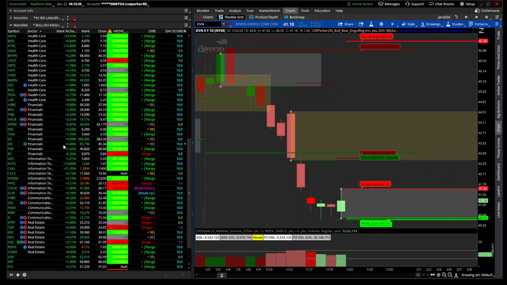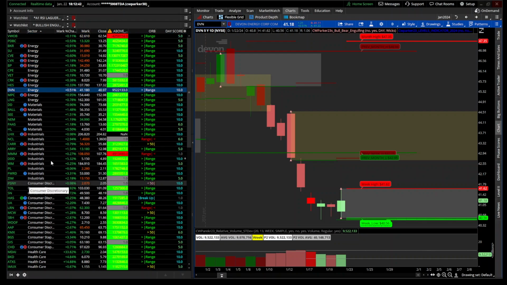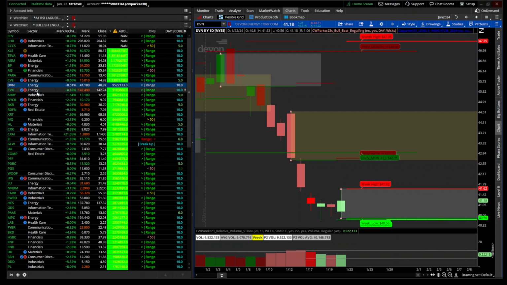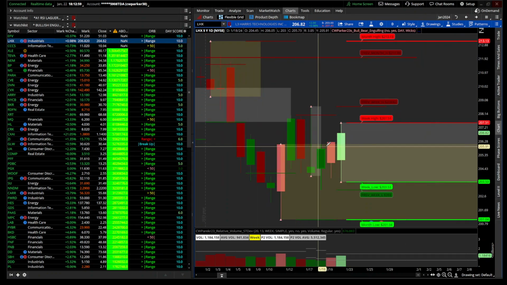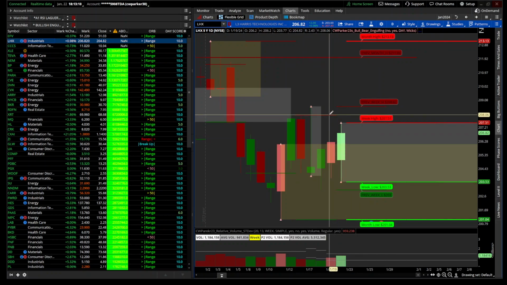So I would say healthcare or consumer discretionary have the most bullish engulfing candles. But you really got a mix up of stocks. I don't know why these are coming back with none not available. But this is an information tech industrials, and it has a bullish engulfing. But I would wait for something above 208. But this is a high price stock.